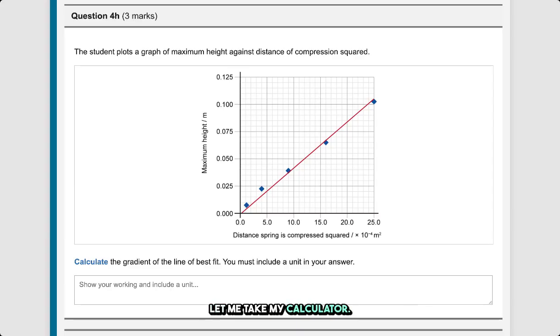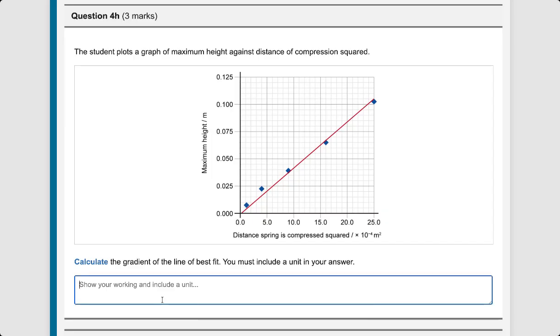Let me take my calculator. 0.62 by 15, and that's going to be 0.004133. And what would be the unit here?